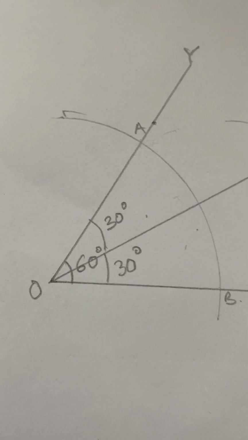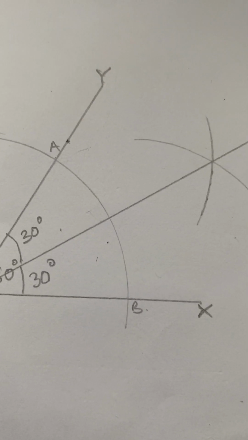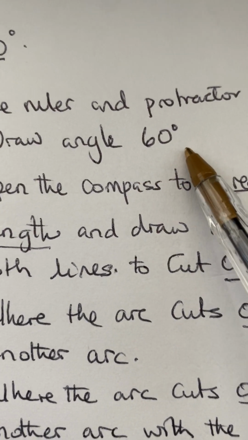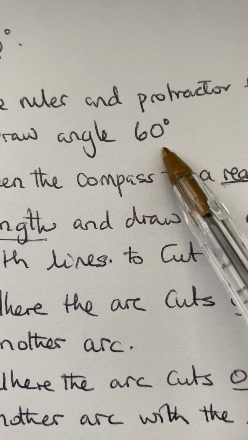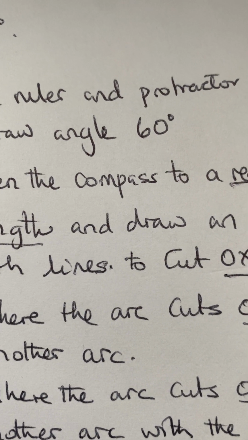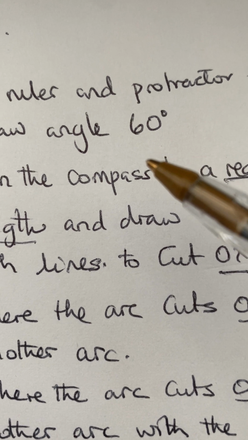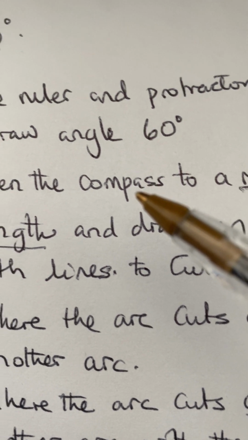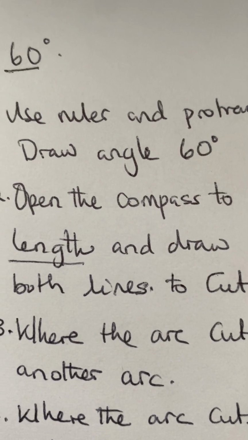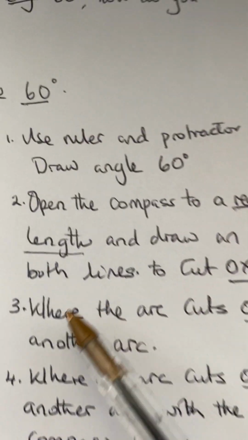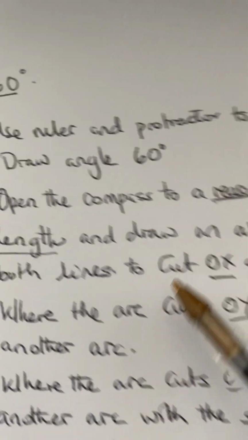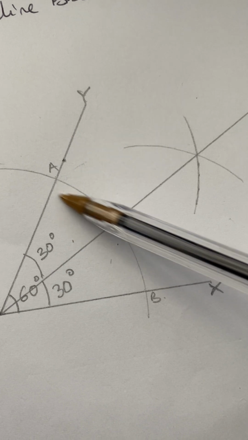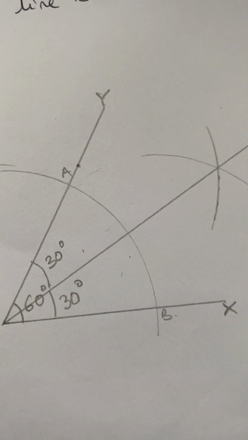So what I just did is use a ruler and a protractor and draw the angle 60. We know how to do that. We've done it in one of the videos and I've just done it today. All you need is a ruler and a protractor. Open the compass to a reasonable length and draw an arc on both lines, which is this arc here, to cut both lines. Reasonable length.